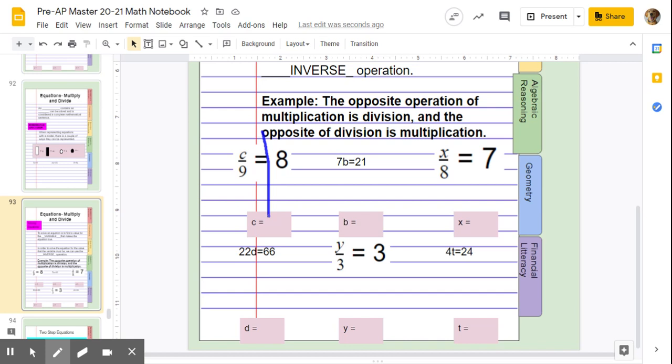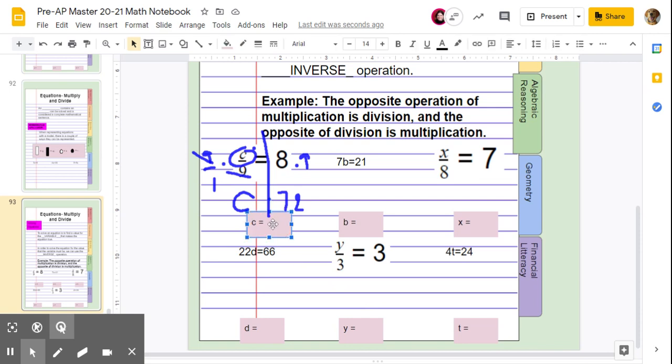Right here in this problem, we have c divided by 9 is equal to 8. We want to get this variable by itself. Right now it's being divided by 9. The opposite of dividing by 9 is multiplying by 9. So we're going to multiply by 9. If we do 9 over 1 times 9, the 9 and 9 cancel each other out, and we end up with just c on this side. And then 8 times 9 is 72. So c is equal to 72. In there you're going to put c is equal to 72.